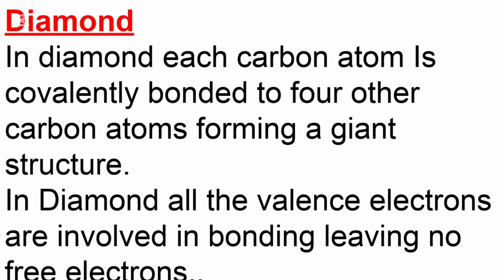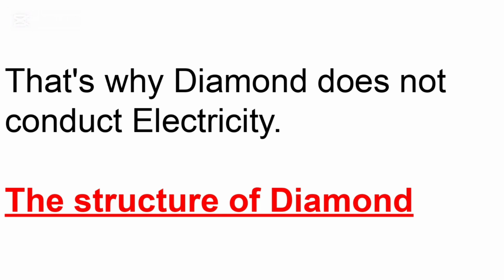So each carbon atom is surrounded by 4 others, and this extends in all directions to form a very giant structure. In diamond, all the valency electrons are involved in bonding, leaving no free electrons. And that is why diamond does not conduct electricity, because it lacks delocalized electrons in its structure. All the electrons are used in bonding in diamond.